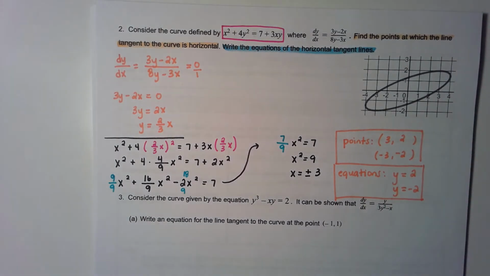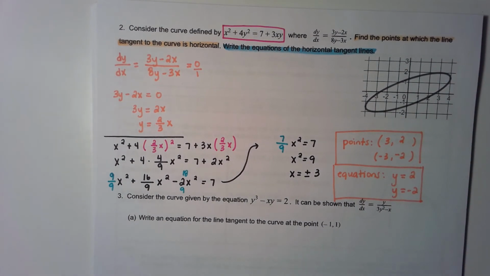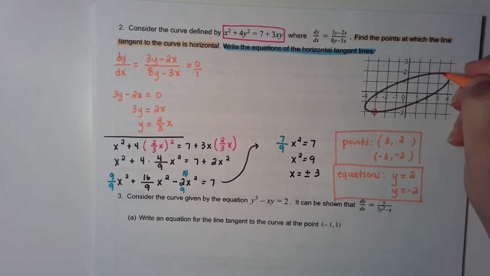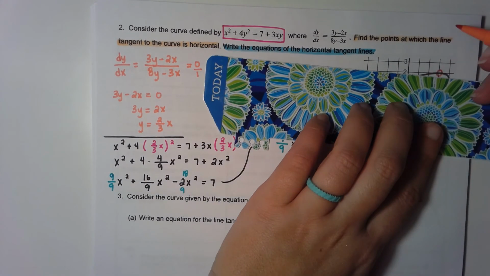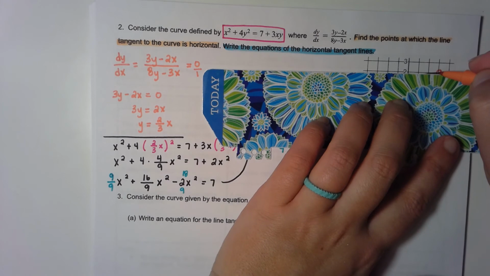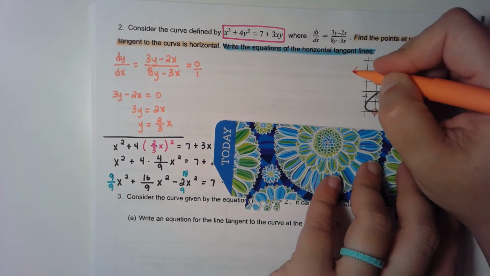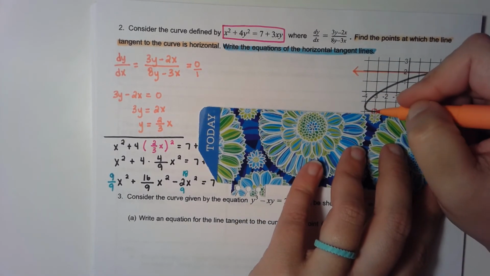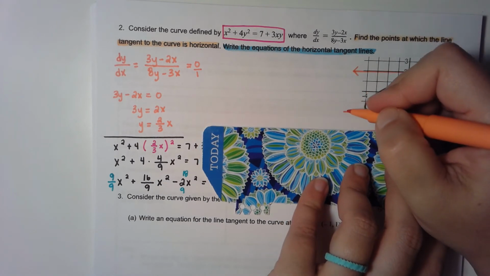If I compare that to the graph, where would the tangent line appear to be horizontal? I'm going to guess right here and right here, which checks out. It's when x is 3 and y is positive 2, and when x is negative 3 and y is negative 2.